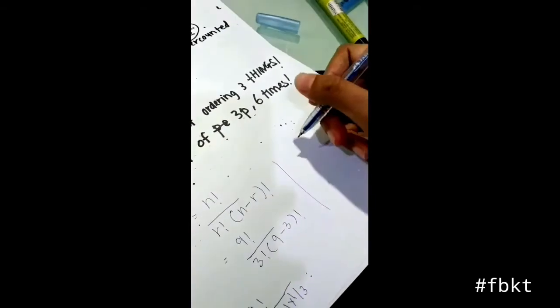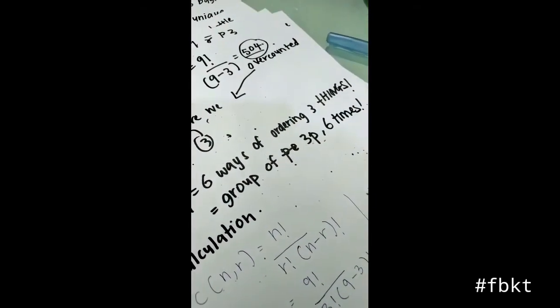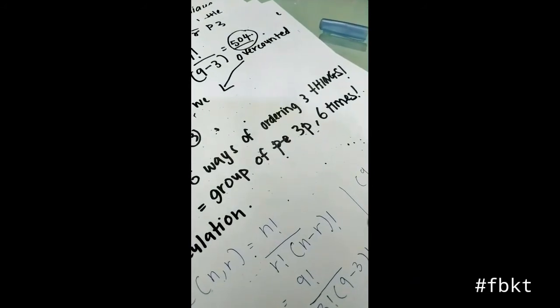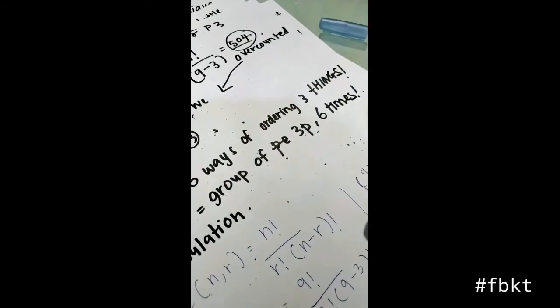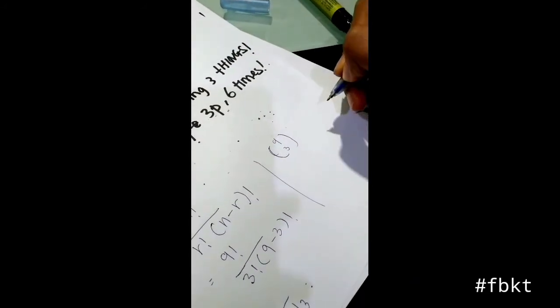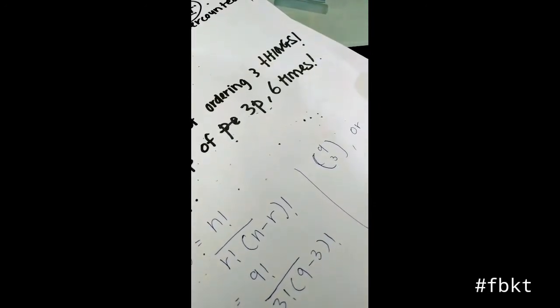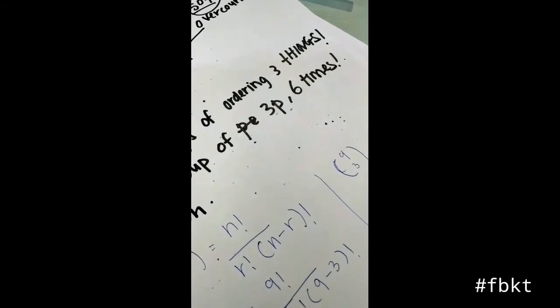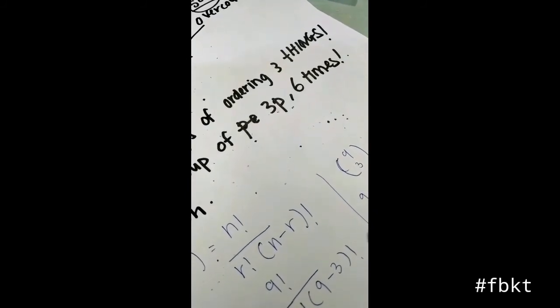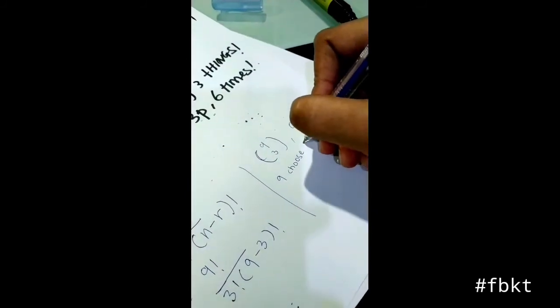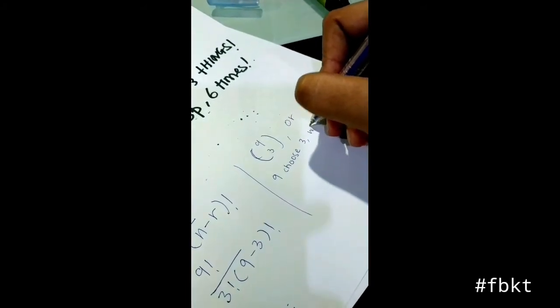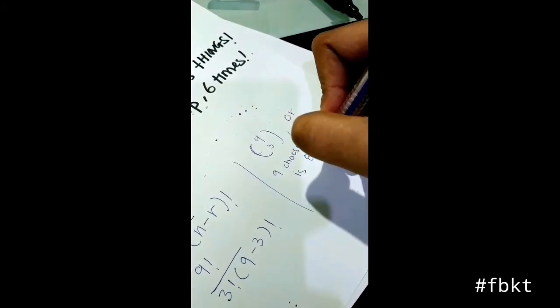Another way to write this is 9 over 3, or 9 choose 3, which is 84.